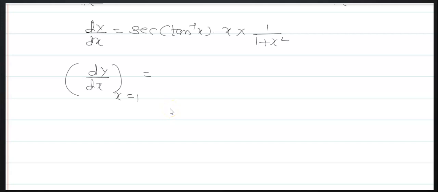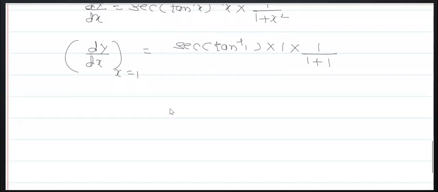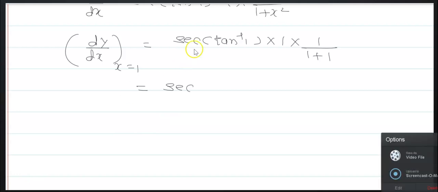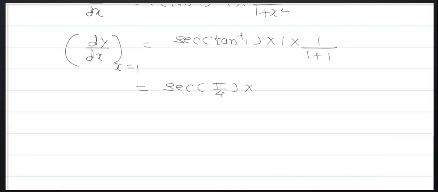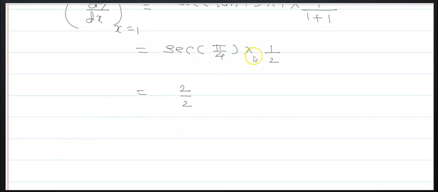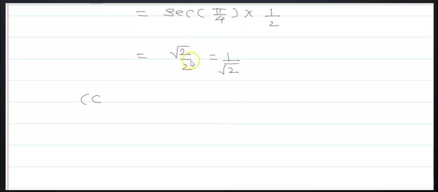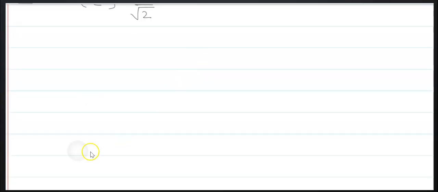Therefore dy by dx is equal to sec of tan inverse of x into x upon 1 plus x squared, at x equals 1. We are substituting x equals 1. Therefore sec of tan inverse of 1 into 1 upon 1 squared plus 1, that is 2. And now tan inverse of 1 is pi by 4. Next, that is sec of pi by 4 into 1 upon 2, which is root 2 upon 2, and hence that is 1 upon root 2. Now see this again here.